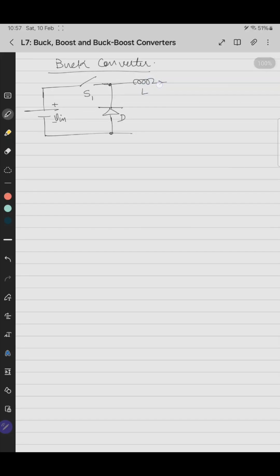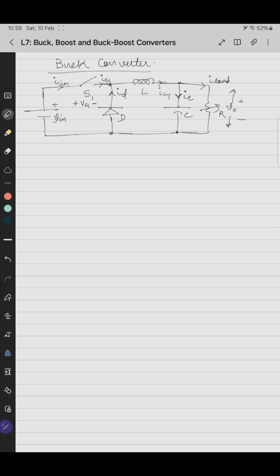Then we have an inductor. This is IL, say this current is ID. This current is the input current. The voltage across the switch is VS1 and this is IS1, the current through the switch. After this we have the capacitor and then the load. So this is V0, this is Vin, and this is I load. This is a capacitor, and this is the capacitor current IC. So this is a buck converter.